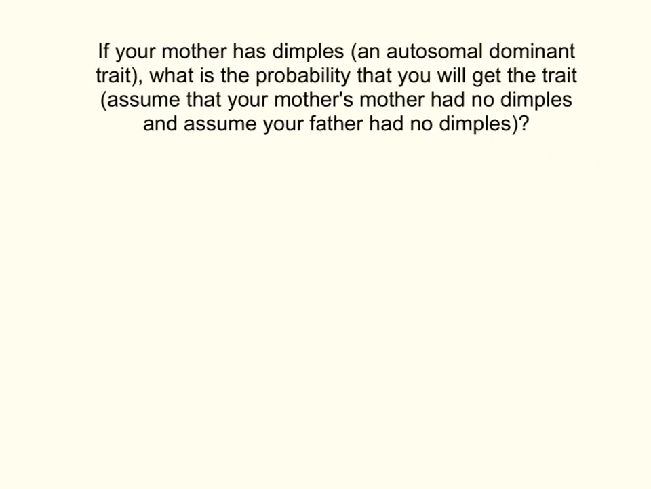Now let's look at a new question. If your mother has dimples, an autosomal dominant trait, what is the probability that you will get the trait? Assume that your mother's mother has no dimples, and assume that your father has no dimples. So if your mother has dimples, we know that she has at least one big dominant D for dimples. We also know that her mother had no dimples, which implies that she is little d, so your mom must have one big D allele and one little d allele.